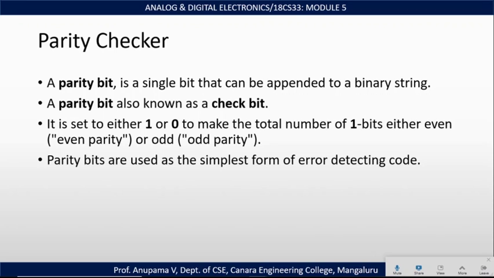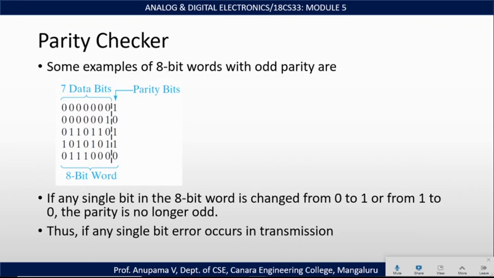So, the parity bit is an additional bit appended to the binary sequence, which can be either 1 or 0. If you append 1, it means it is an odd parity, and if you append 0, it is an even parity number. So we'll see some example for parity checker, that is odd parity. I want to make this number an odd parity number.